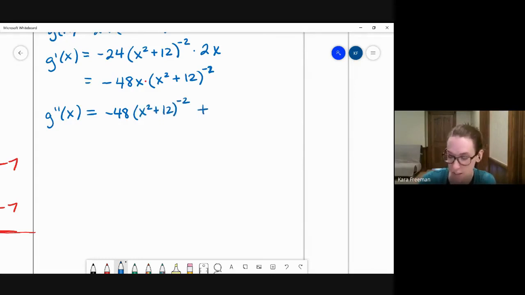plus keep the second function the same. So that's -48x. So I'm just going to write -48x instead of the plus, times the derivative of that second function. That's where we have to do that power rule and chain rule again. So that's times -2 x squared plus 12, subtract 1 again, to the -3rd power, times 2x again.